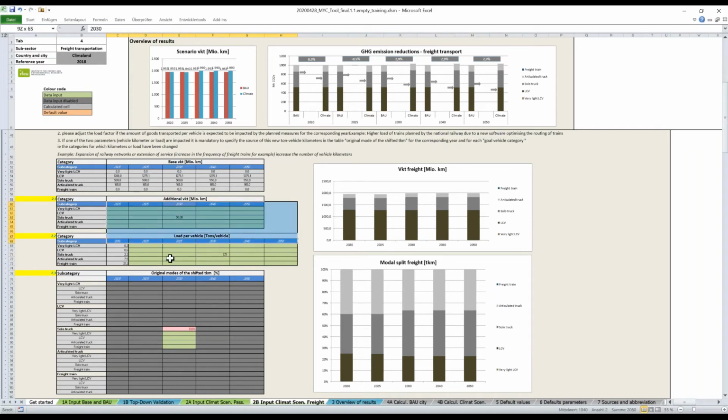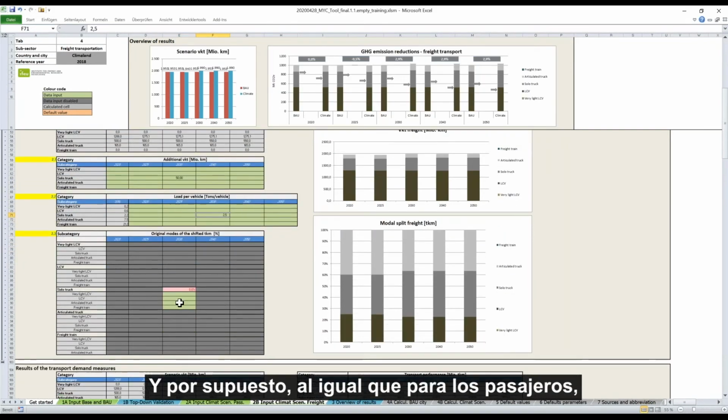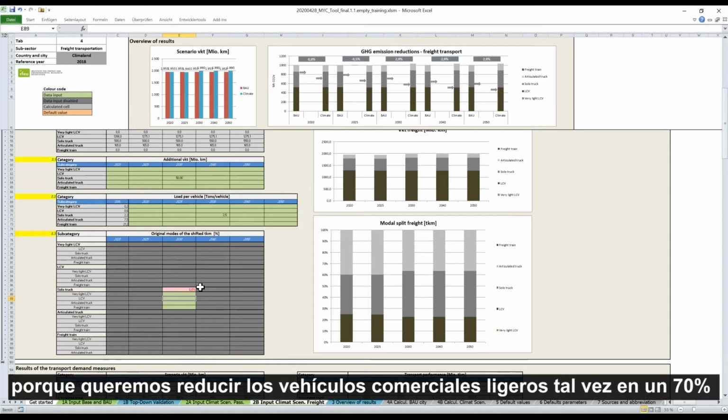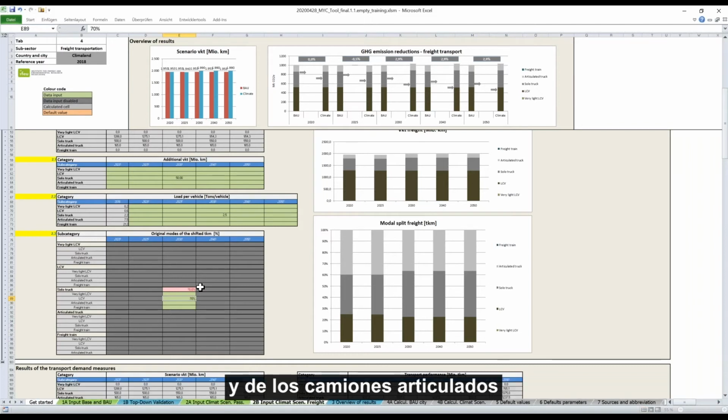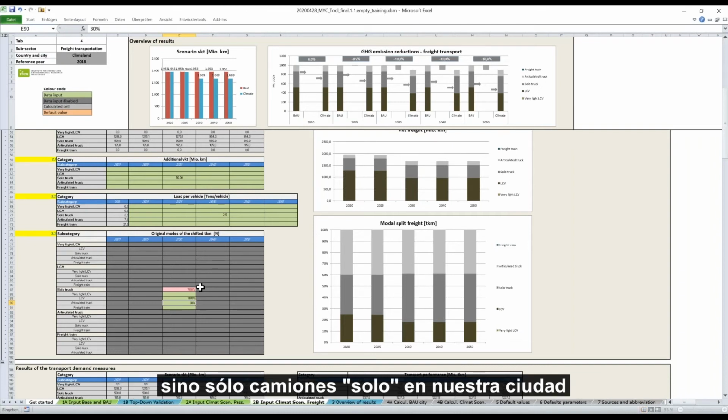Pay attention to that. And of course, the same as for passenger, we then have to say where it's coming from. So we say that the majority of it is coming from the LCV, because we want to reduce LCV, maybe 70%, and articulated trucks for the rest, because we don't want to have super big trucks, but just solo trucks in our suburbs or in the outskirts of the city.